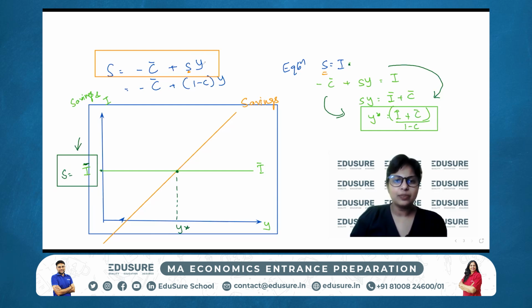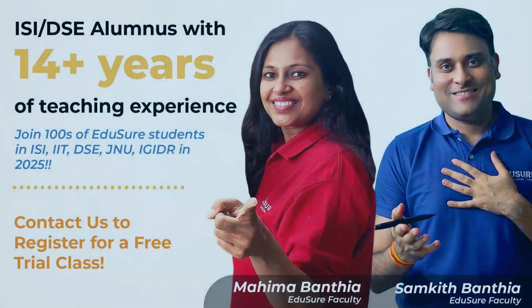So the savings is equal to investment approach not only gives me the y star value, it also gives me the s star and the I star value. Is this part clear? Did everyone understand?